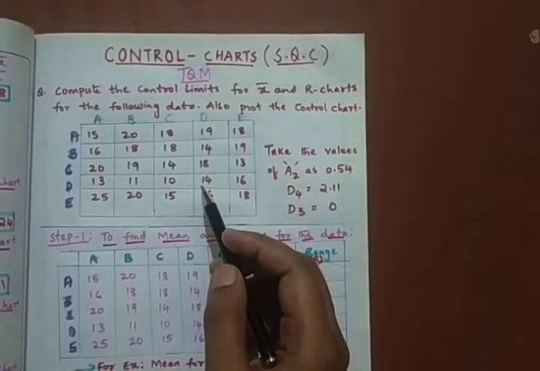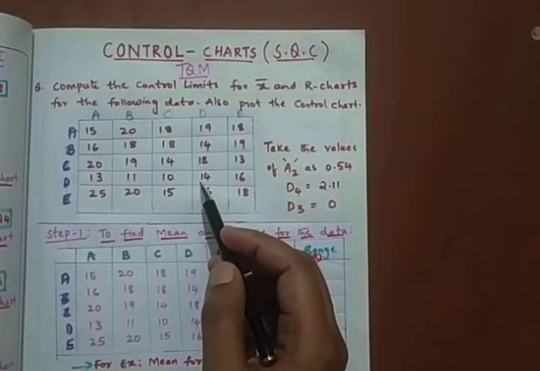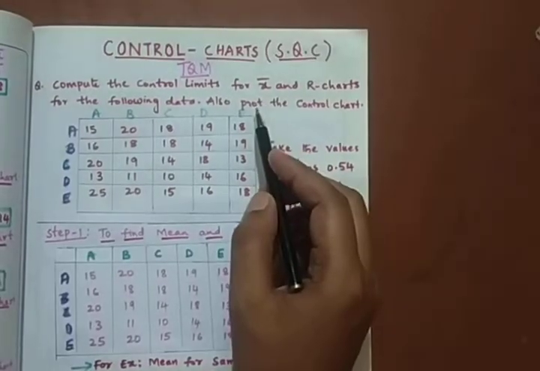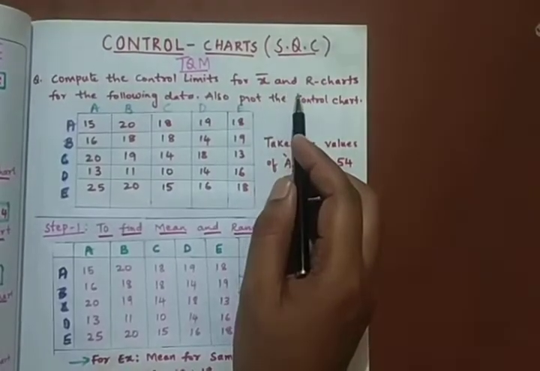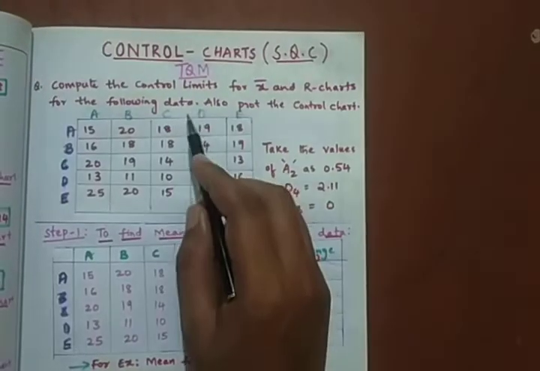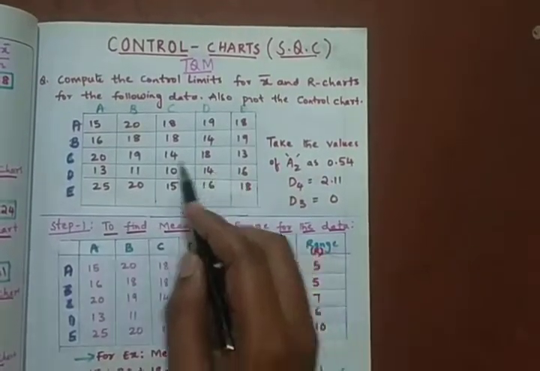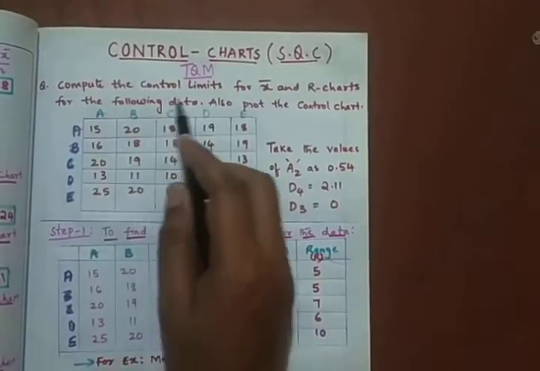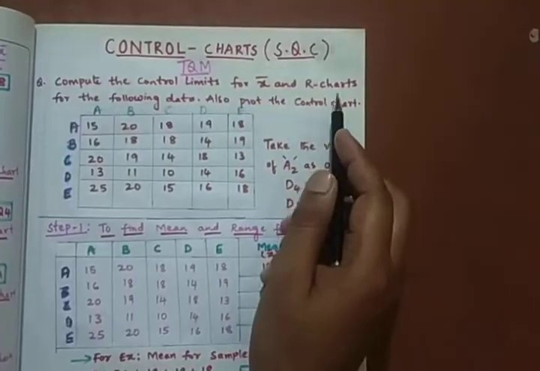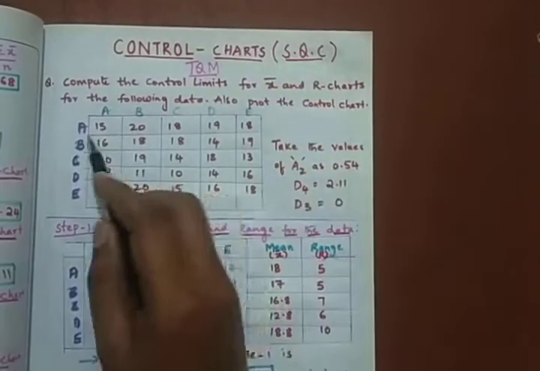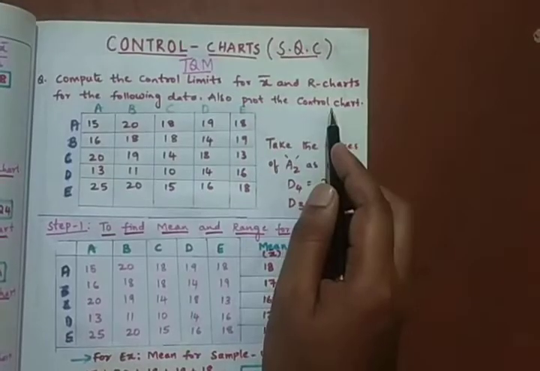So we will be coming to know at the end of the video how to plot the control charts for means and ranges, for which I have taken a simple problem. The problem is something like this: compute the control limits for X bar and R charts for the following data. Also plot the control charts.